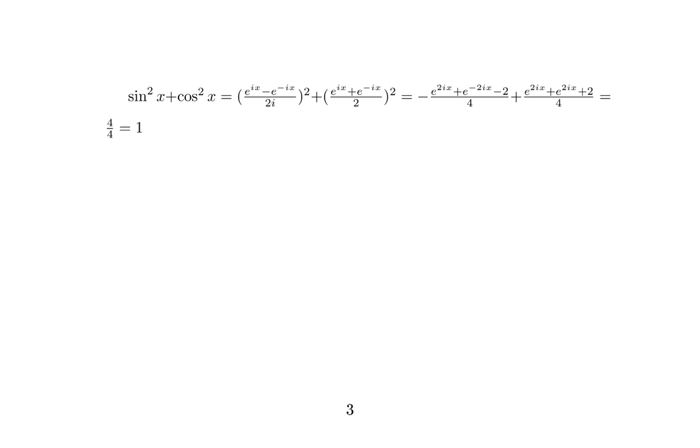The first identity we are going to prove using these notations is sine squared x plus cosine squared x is equal to 1. In order to show that, we are going to rewrite them as their complex notations, and notice that given that i squared equals minus 1, the exponential terms cancel each other, leaving us with only 4 over 4, which is equal to 1.